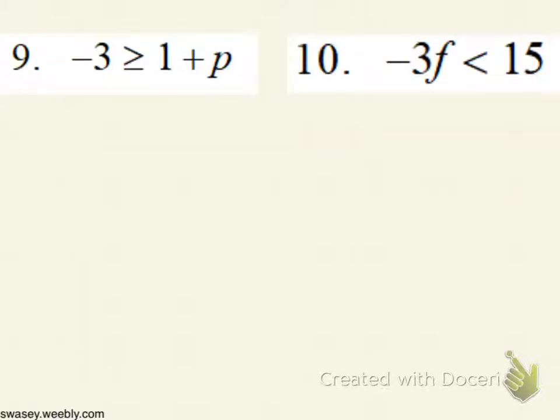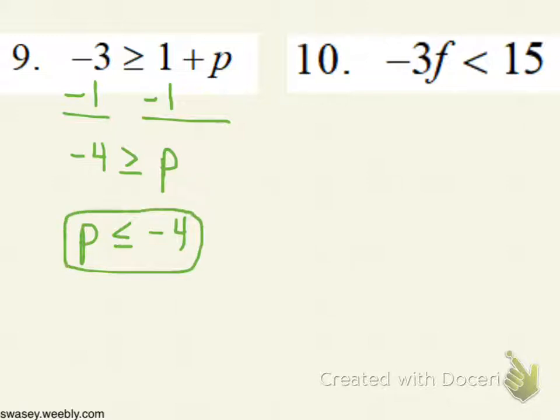Number 9, you'll notice the variable is on the right side. At some point, you need to get the variable to the left side. So some people may do it at the very beginning, switch sides, but I'll get the p by itself, and then we'll switch sides at the end. Negative 3 minus 1 is negative 4. So we get negative 4 is greater than or equal to p. That means the same as p is less than or equal to negative 4.